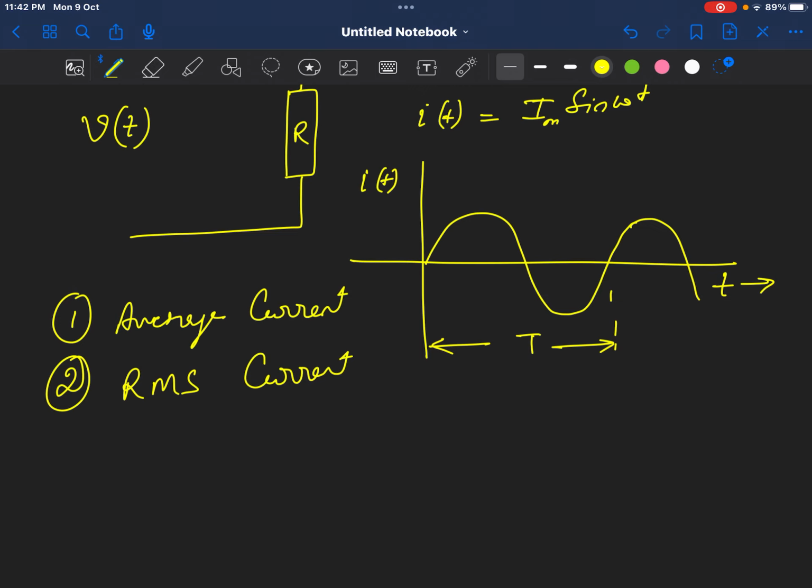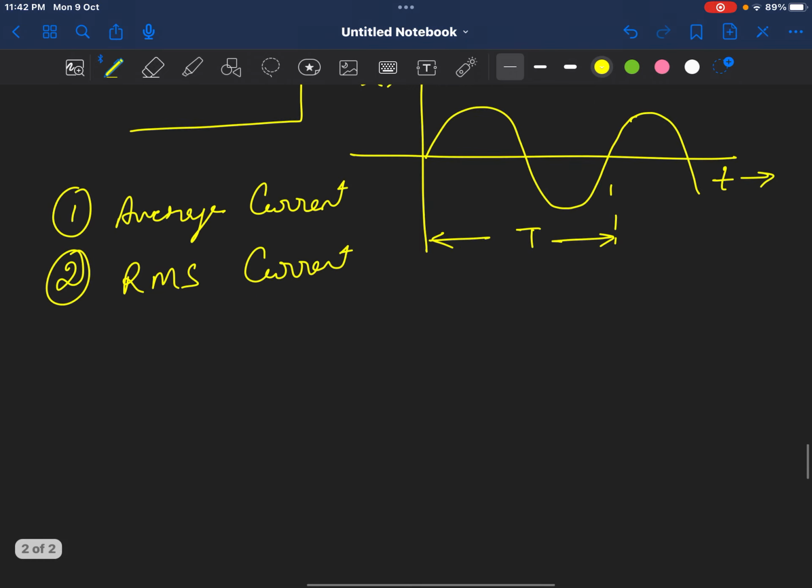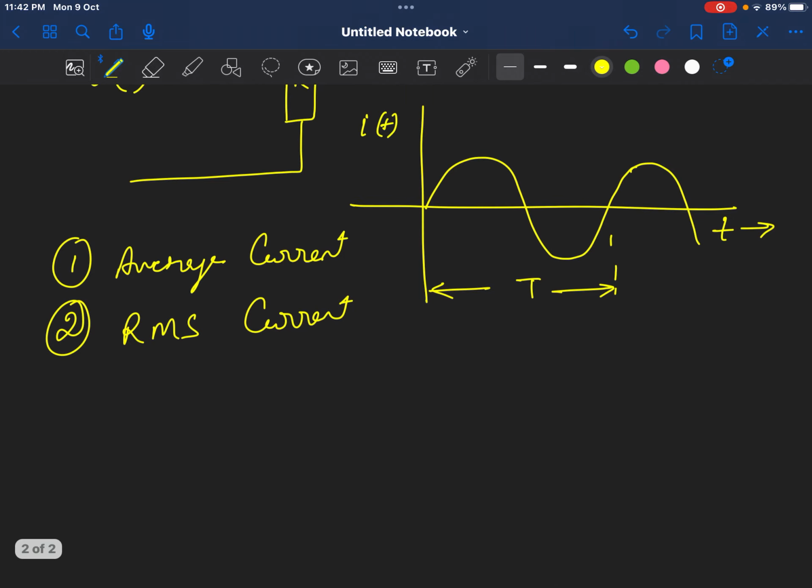So what is the meaning of average current? Average current is the amount of charge that is being transferred during a given time. So if I ask what is the average current, that is, what is the charge Q? You know that Q is equal to I into T. So that is the area under this curve.